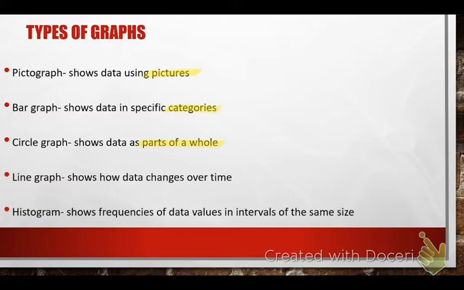Line graph, here's the key, changes over time. How is data changing over time? That's a big one for line graphs, okay? And then histogram shows frequencies of data. Here's the kicker though, intervals. Intervals of the same size, okay? So this isn't just one category. This is maybe a range of values that's being compared, okay?